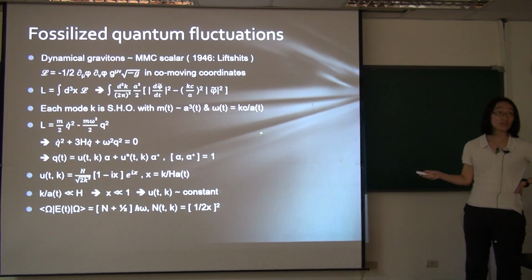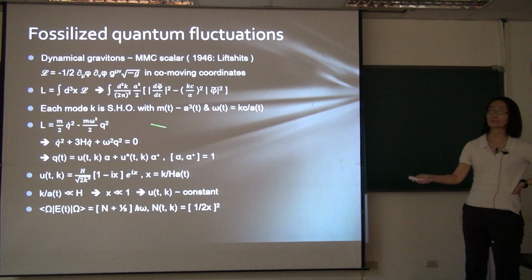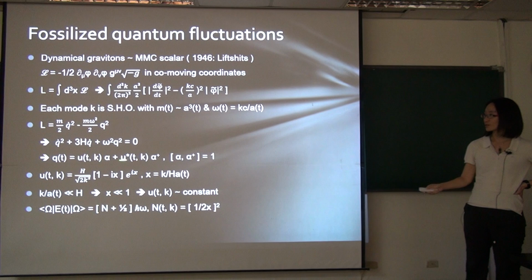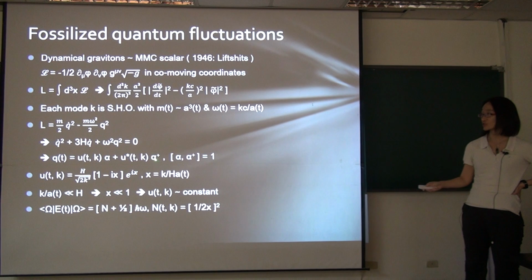At this stage, you can easily solve for the mode function, because you can write down the equation of motion for this simple harmonic oscillator. Then you can write down the Heisenberg operator in terms of the mode function multiplied by the creation and annihilation operators. Then you can solve the mode function. You can also compute the energy.